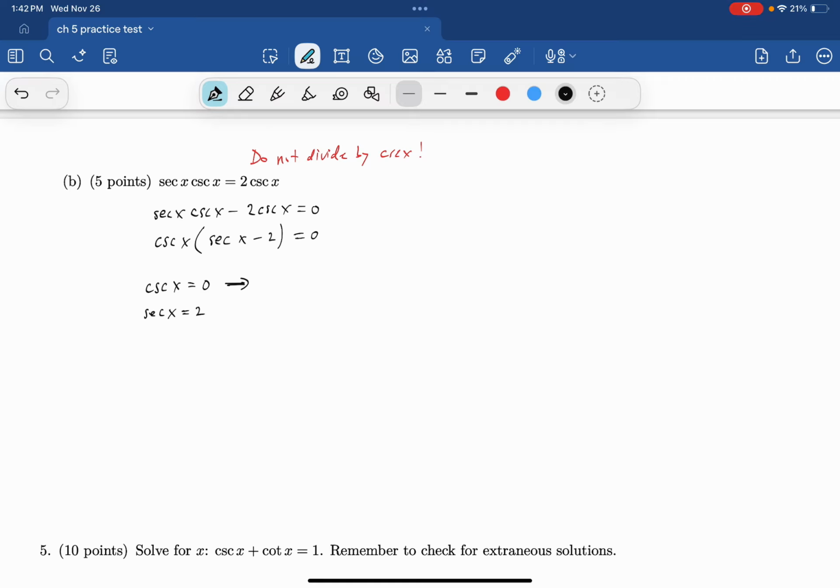But that cosecant x equals 0 is actually impossible, because cosecant x equals 1 over sine x, right? And so it's actually impossible for cosecant to equal 0, because that would mean sine x would have to be infinite, which doesn't happen. Okay, but if secant x equals 2, that simply means that cosine x equals 1/2. And so that corresponds to pi over 3 and 5 pi over 3.